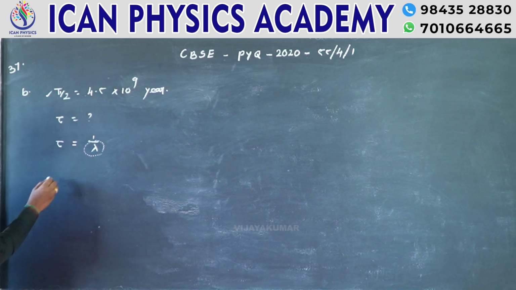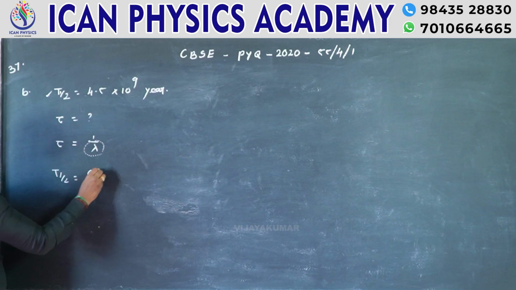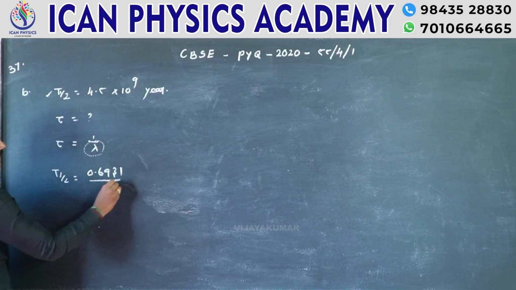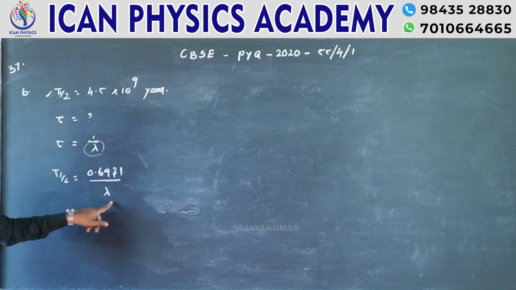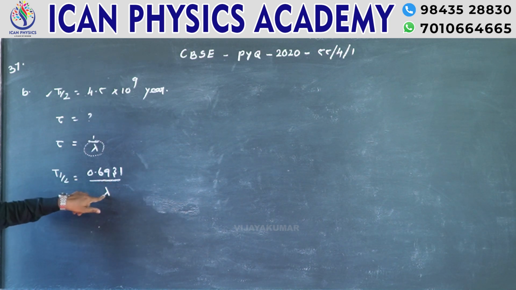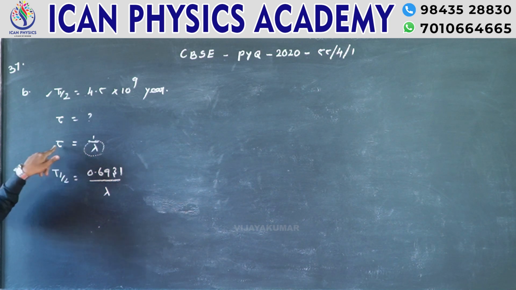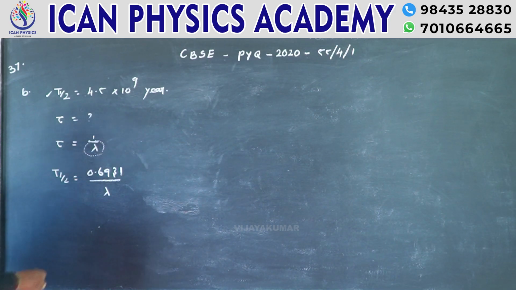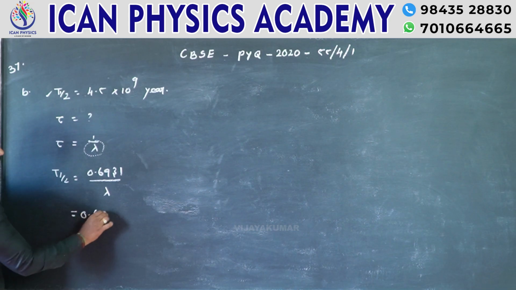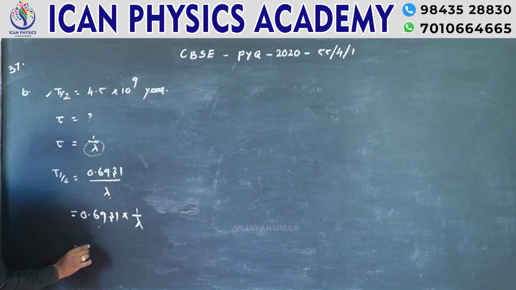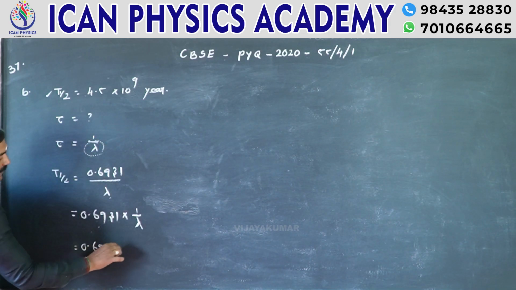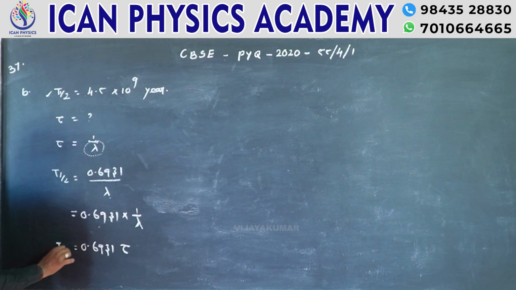So what is the formula for T half? T half equal to 0.6931 divided by lambda. But here also we don't know the value of lambda. Otherwise, by calculating the value of lambda and then substituting, we can calculate the mean life. Instead of that, I want to modify the formula. How can we modify? 0.6931 into 1 by lambda. Instead of 1 by lambda, we can write tau. So 0.6931 times tau is T half.